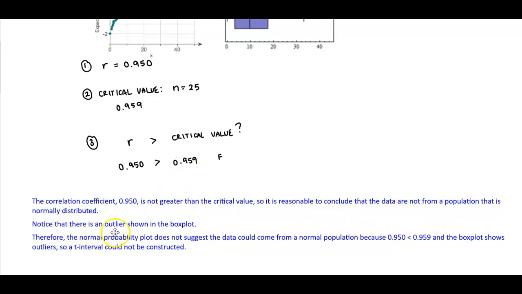And notice that there is an outlier shown in the box plot. So therefore, the normal probability plot does not suggest the data come from a normal population because, again, 0.950 is less than 0.959 and the box plot shows outliers. So a t-interval cannot be constructed.